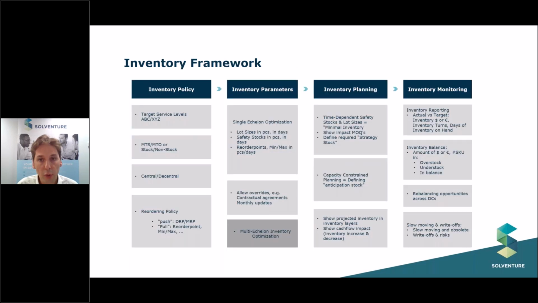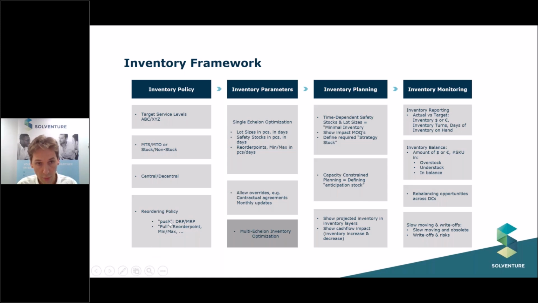The inventory framework, so a couple of steps. When we deploy inventory as part of the S&OP process, it starts with inventory policies. So what are target service levels? Will we put stock, yes or no? Is it MTS, MTO? Is it stock? Is it non-stock? Central, decentral. If you have both a central warehouse and a decentral warehouse, which items do I put on stock where?